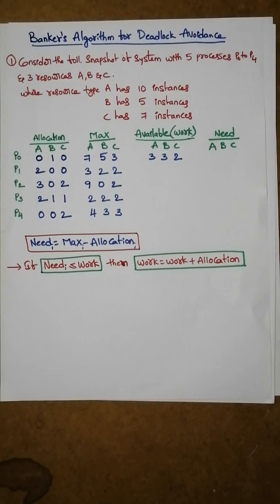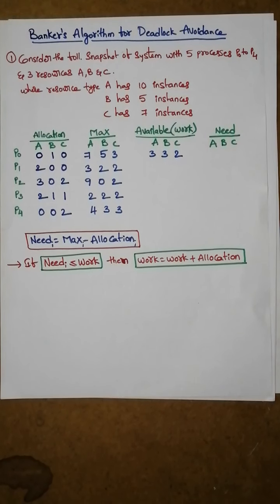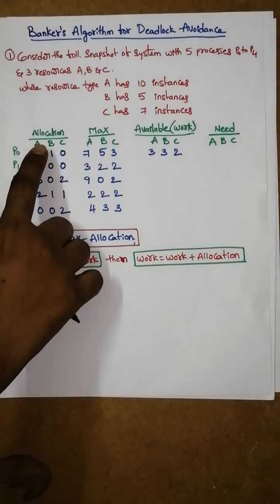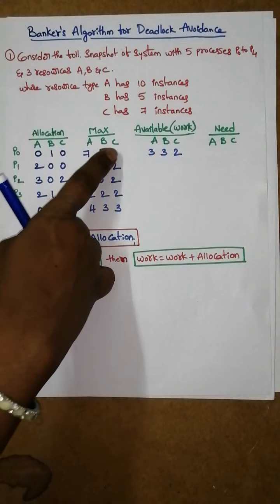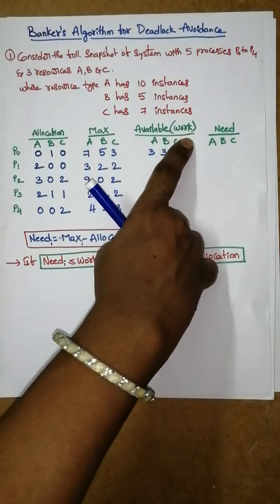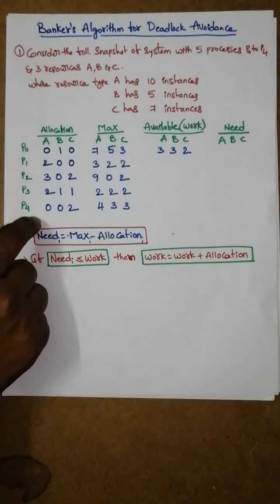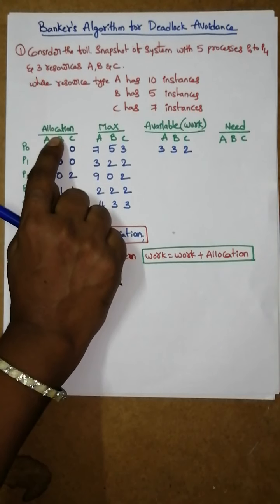In the following example, we are seeing five processes from P0 to P4 whose snapshot of values are given like this. So allocation of three resources A, B, C, maximum, available, which is also called work, and need. Now let's see what all these data structures are first. The first one is allocation.